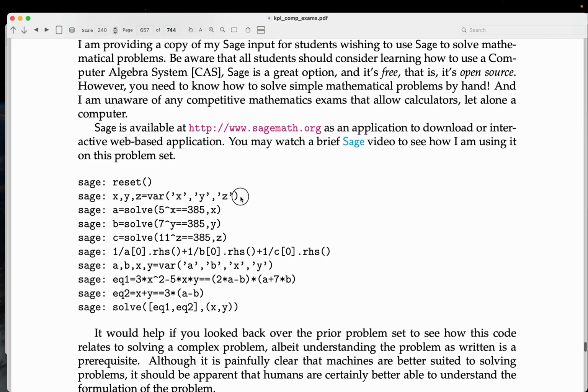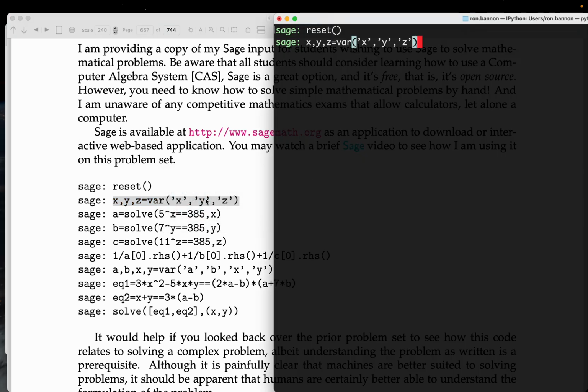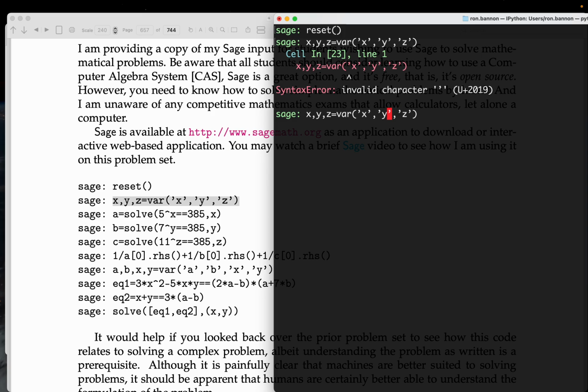I also want to warn you about copy paste in general. By the way, if you're copying from a PDF and you paste it into Sage, it's going to say there's an error, and it's pointing it out. When I do the typesetting, it's taking those tick marks and turning them into quote marks. So I've got to correct that. All right, put this over here. I'm going to correct this.